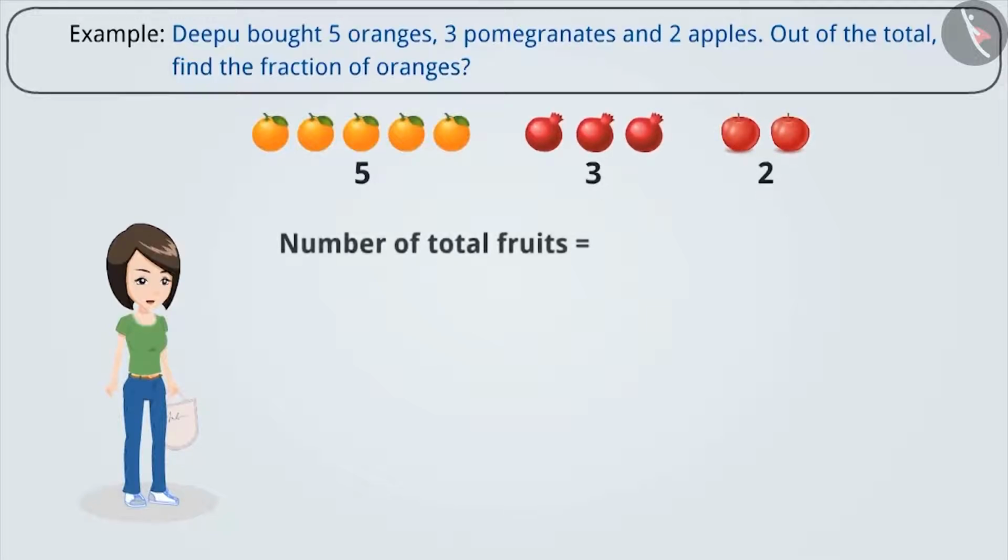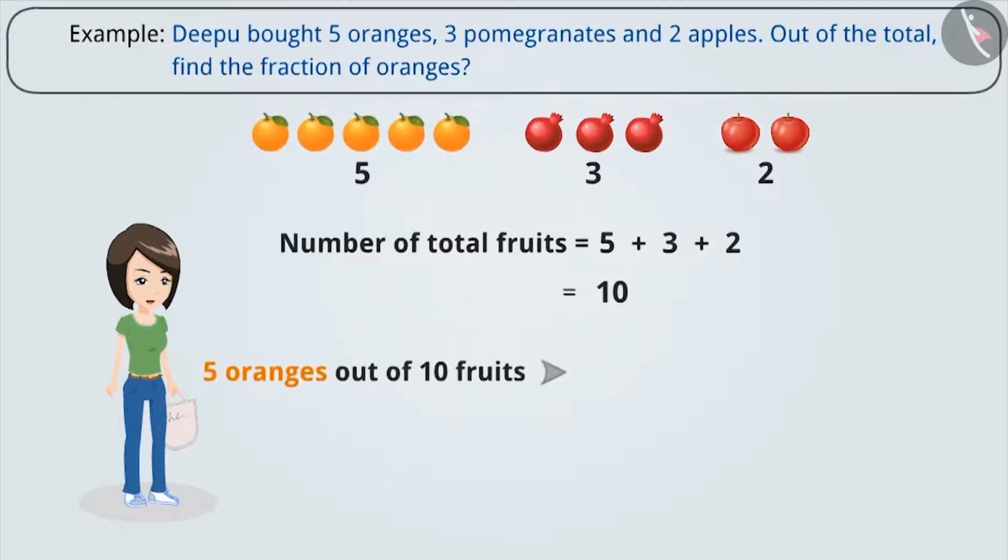Here, the total number of fruits is 5 plus 3 plus 2, that is 10. Of these 10 fruits, 5 are oranges. Therefore, the denominator is 10 and the numerator is 5. By doing so, the fraction we get is 5 by 10.